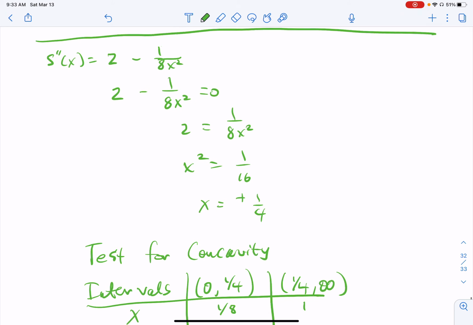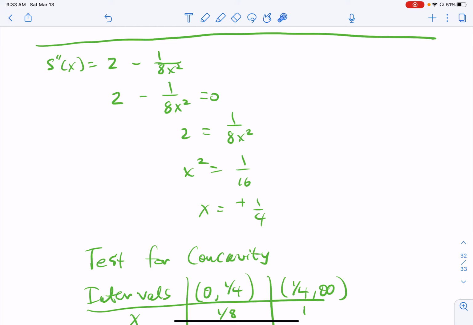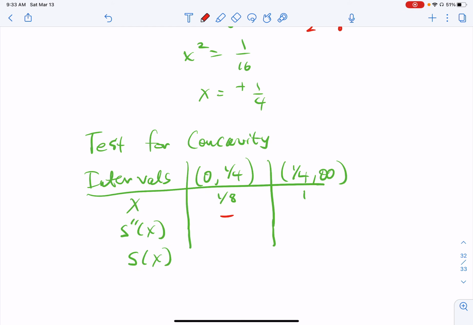So if I stick in the 1/8, we're plugging it in right over here. I would have 2 minus 1/8 times 1/8 squared, which is 1/64. So that is 2 minus 1/8, which brings that 8 up to the top. So it's 2 minus 8. So it's definitely a negative number. So this is a concave down kind of shape.